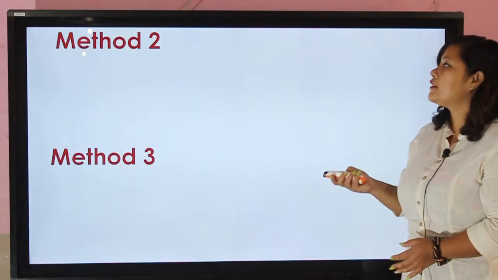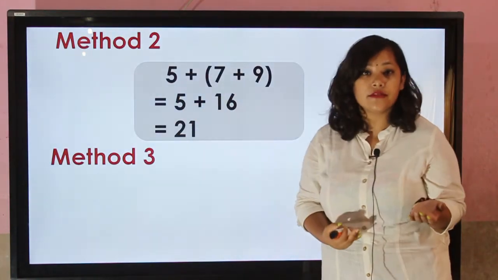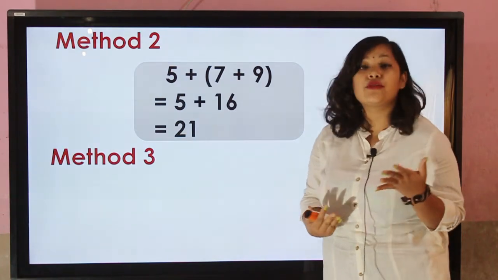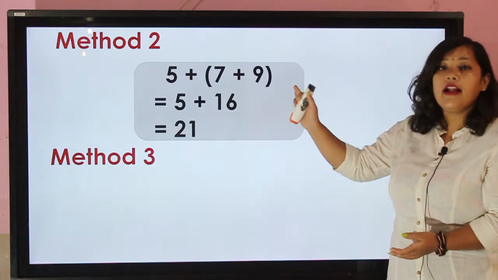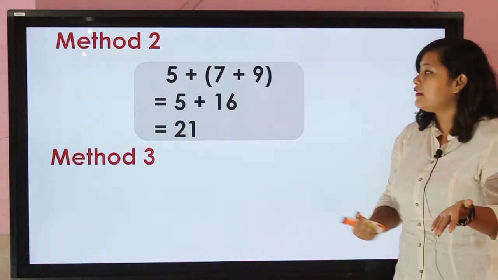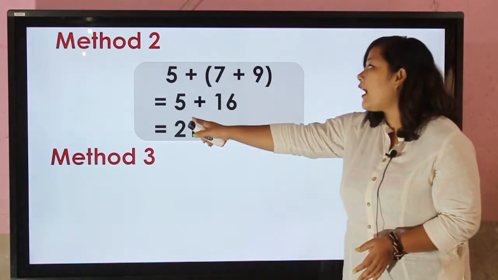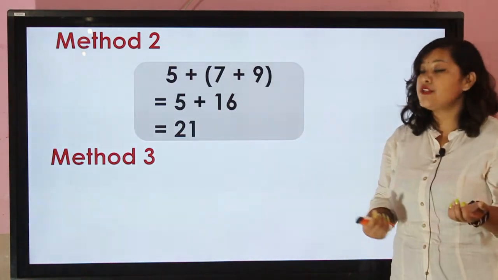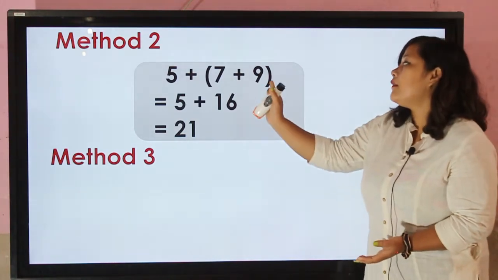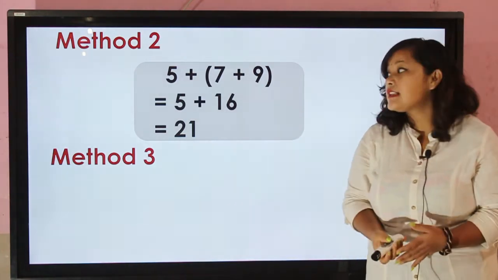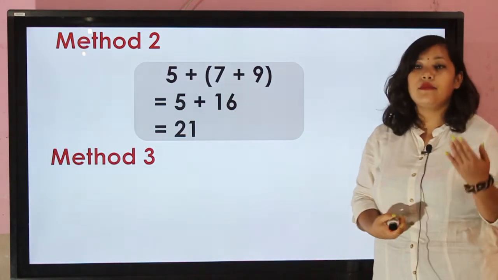Let's move forward. Okay, in method 2, what we have to do? Yes, in method 2, we have to add second and third number according to the question. So, first number will be written as it is, that is 5. And again, we need to add 7 plus 9. If we add 7 plus 9, then we will get 16. 5 plus 16 equals to 21.